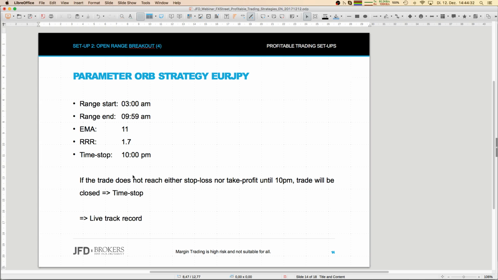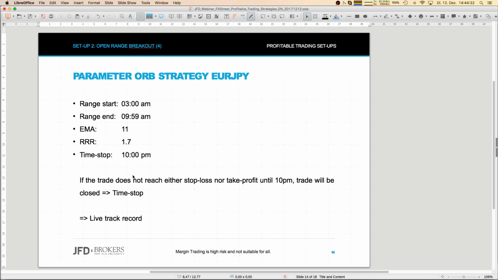As in the previous strategy, we use a time stop. That means if the trade is triggered, the trade is running, and neither stop loss nor take profit is reached until 10 PM, we close the trade. Why? Two things. One is I don't want to have overnight trades in general. I don't want to have swap costs involved, and especially I don't want to have trades over the weekend.